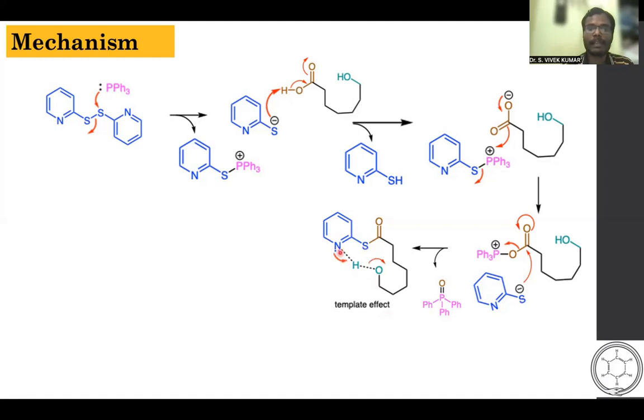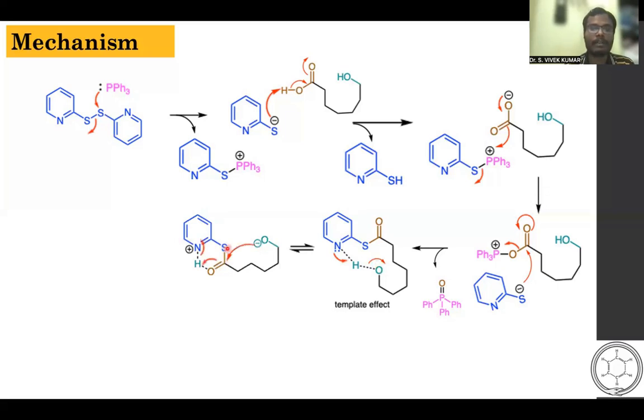Now this pyridyl nitrogen abstracts the proton from the alcohol, which generates the corresponding alkoxide ion and the N-pyridinium ion. Now that pyridinium ion readily forms a hydrogen bond with the carbonyl. So how does this happen? Now you look, this carbon-sulfur bond rotates to form this structure. This structure as well as this structure are present in equilibrium.